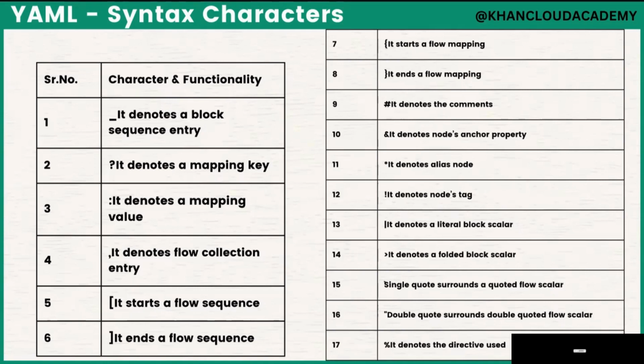Star denotes alias nodes. Exclamation denotes the nodes tag. How are you going to tag it? Pipe denotes a literal block scalar. Less than denotes a folded block scalar.